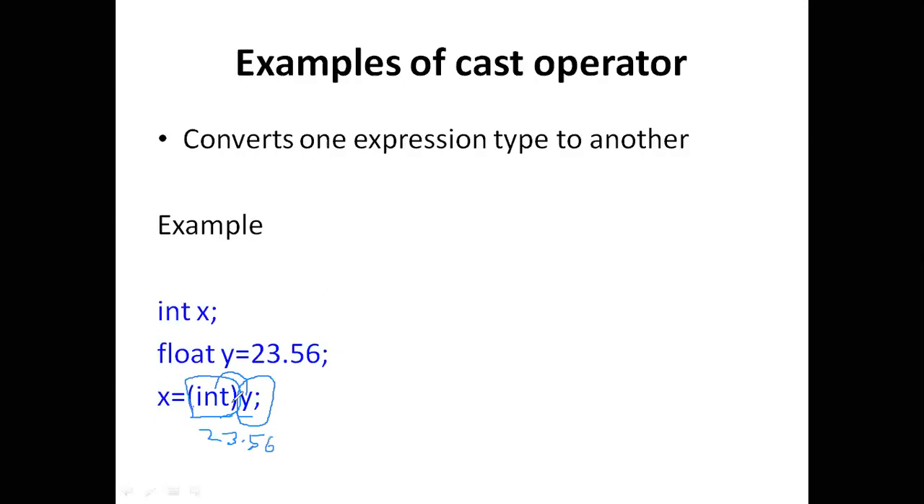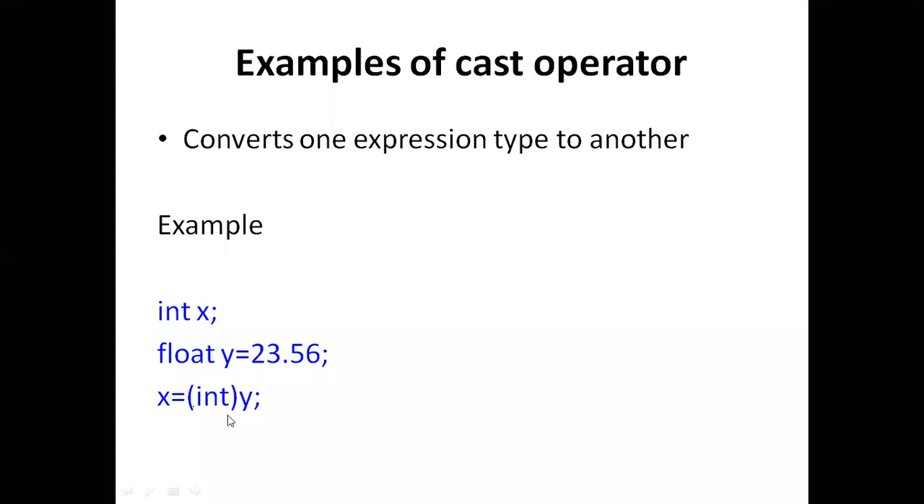After converting it into an integer, 23.56 is there in the value y. The part after the decimal point is going to be eliminated, and 23 is going to be assigned to x. Which type of expression have we used here? A unary expression, which is an operator followed by an operand.